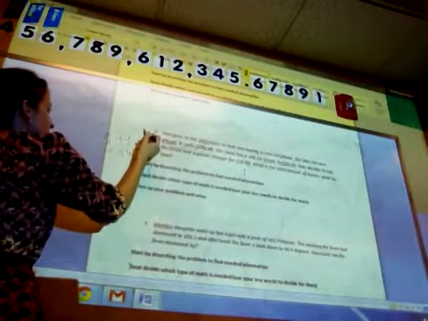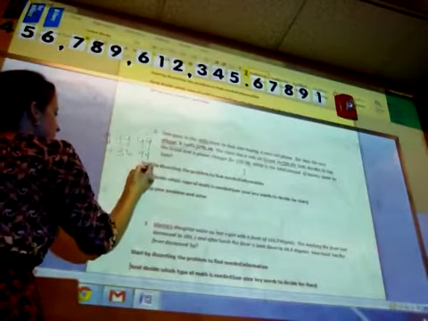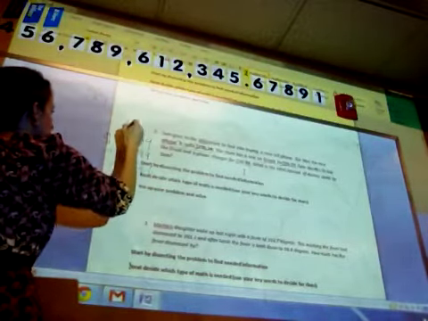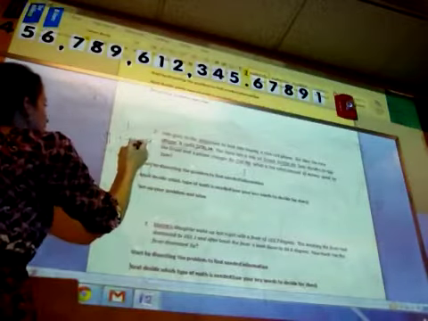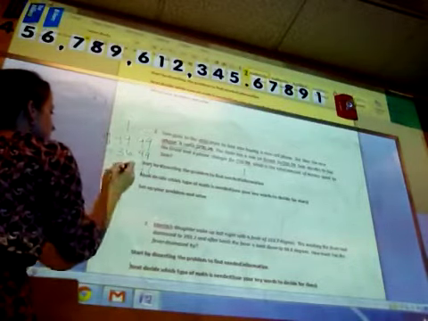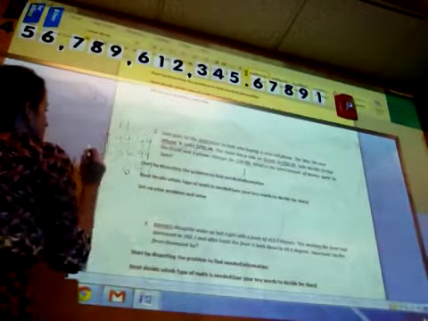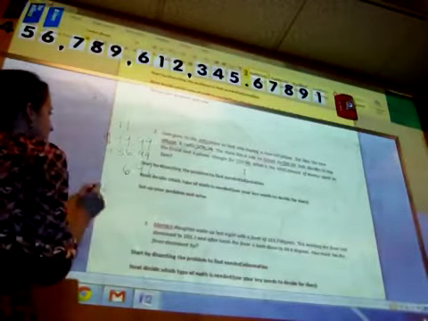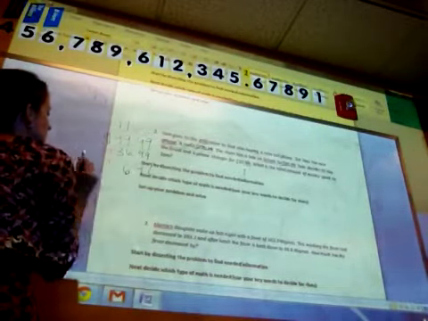9 plus 1 that I carried is 10. Plus the 9 is 19. Carry your 1. 9 plus 1 is 10. Plus the 6, 16. Carry your 1. 9 plus 1 I carried is 10. Plus the 3, 13.